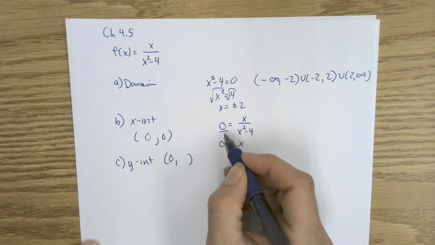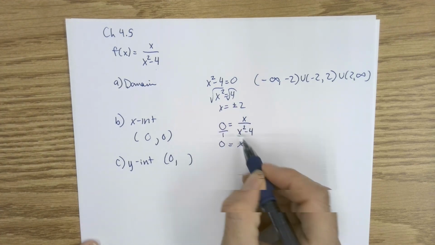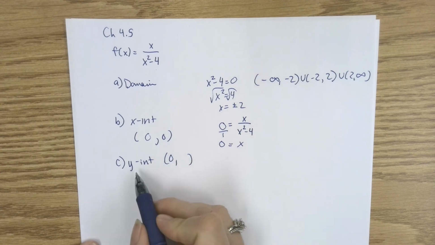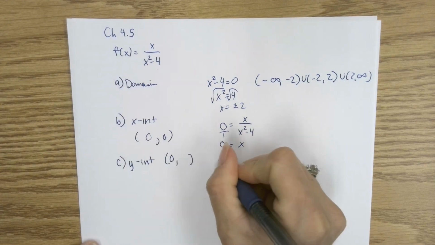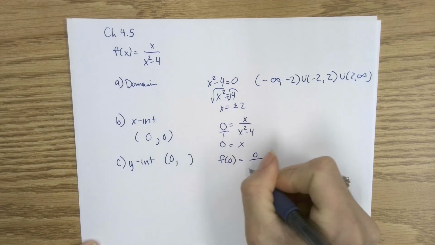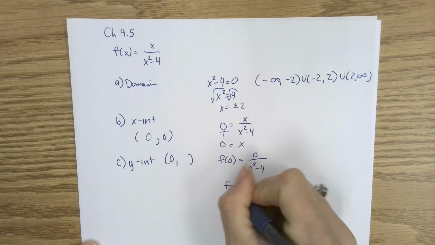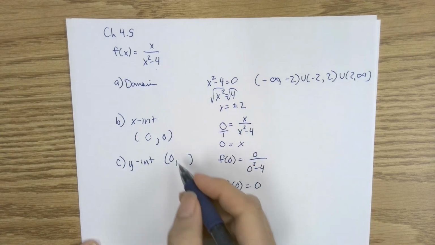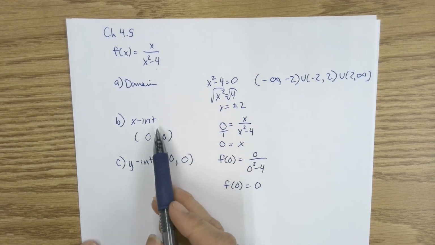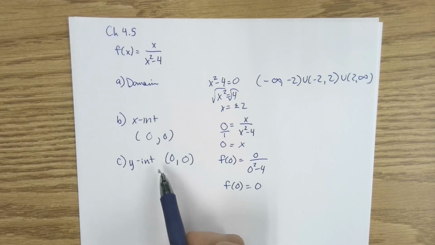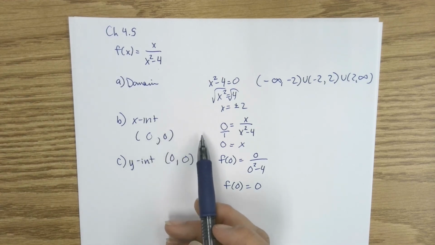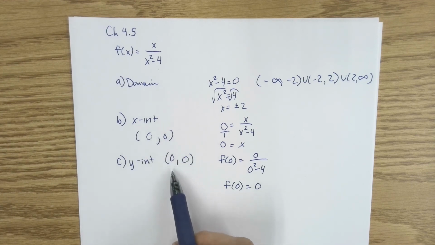If you didn't realize that, you could put a 1 underneath there and cross multiply and you get the same result. For my y-intercept, I'm plugging 0 in for x. So f of 0 equals 0 over 0 squared minus 4, which is 0. And obviously that makes sense. If we had the x-intercept at the origin, that would also represent the y-intercept. Remember, you can have multiple x-intercepts, but we can only have one y-intercept because we're working with a function here.